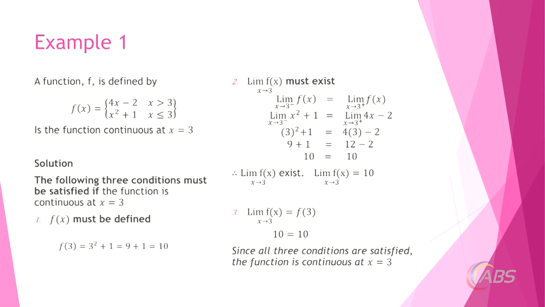And the final condition is that the limit of f of x must be equal to f of a. As we can see, we end up with 10 in both cases, and because all three conditions are satisfied, it therefore means that the function is continuous at x is equal to 3.